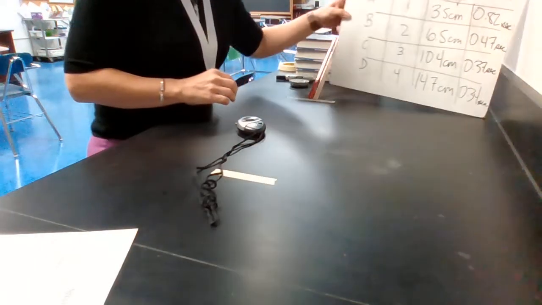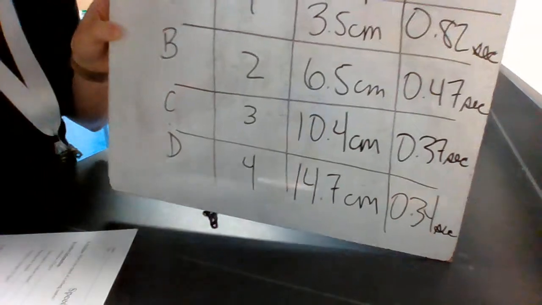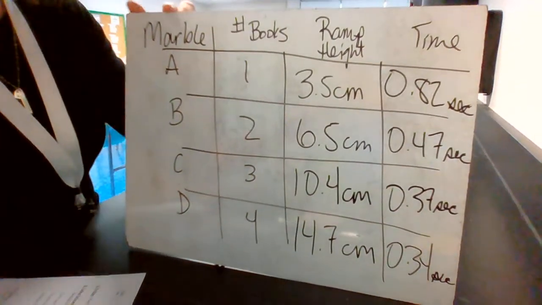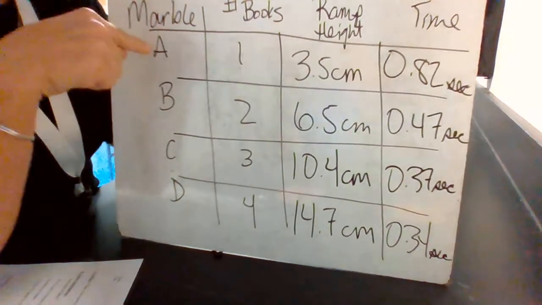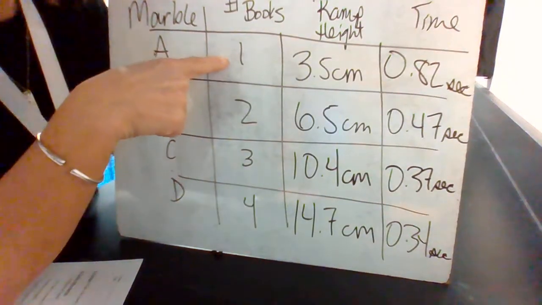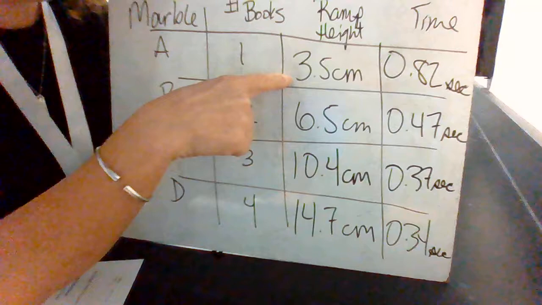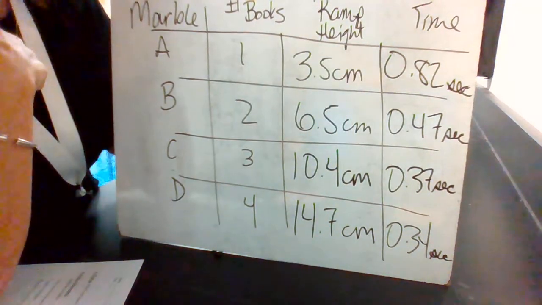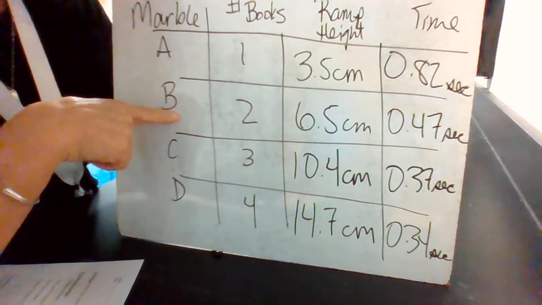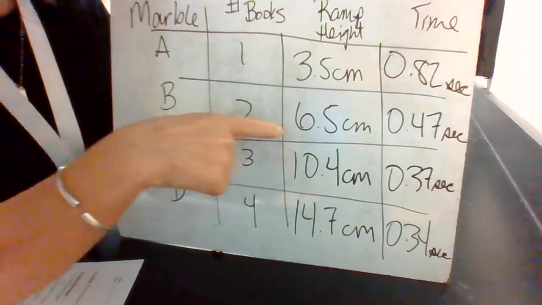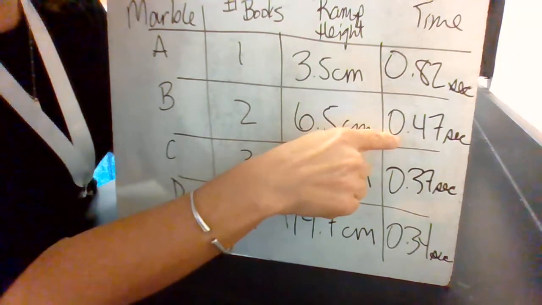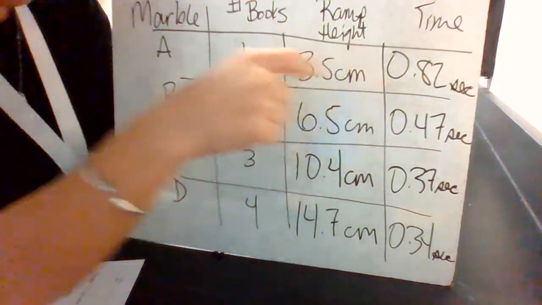Okay, your data shows, and it is backwards. I did repeat them all. I'll do it again. Marble A, ramp of 1 book. The height of the ramp was 3.5 centimeters. Its time was 0.82 seconds. Marble B, 2 books. A ramp height of 6.5 centimeters. The time the marble took was 0.47 seconds.